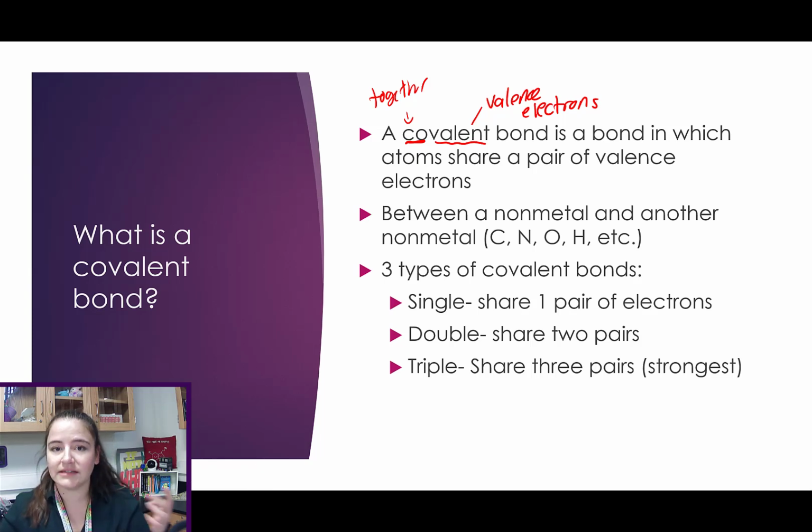There are three types of covalent bonds. There's a single bond in which they share one pair of electrons. So that's important to note. A single bond isn't just one electron being shared, it's a shared pair of electrons. Then there's a double bond where there's two shared pairs, and a triple bond where there are three shared pairs of electrons. And the triple bonds are going to be the strongest because you're going to have the most attraction, the most charge there. Okay?